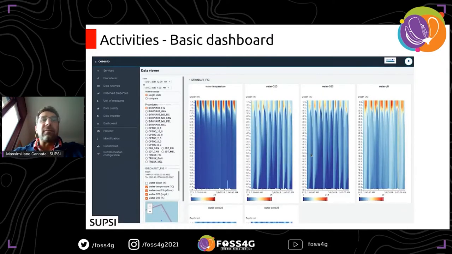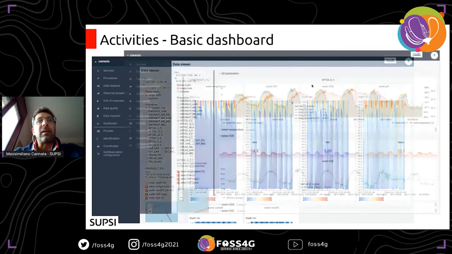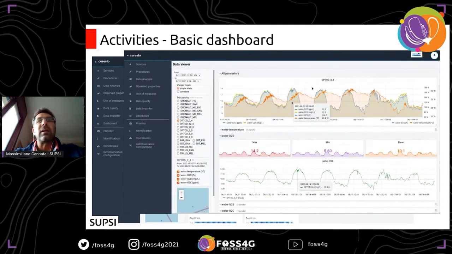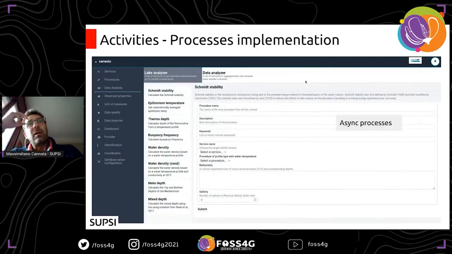With the dashboard, taking advantage of Grafana, you can have different plots of the historical data, selecting and filtering by location, filtering by time, by observed property, and so on. You can visualize the profiles with the recently added new feature in ISOS to manage profile data. And you also have a dashboard where you can see time series of a single sensor at a given depth, for example, and see the different properties that have been measured, and then you can activate some comparison and evaluation of the data.